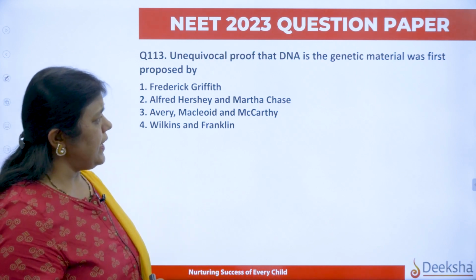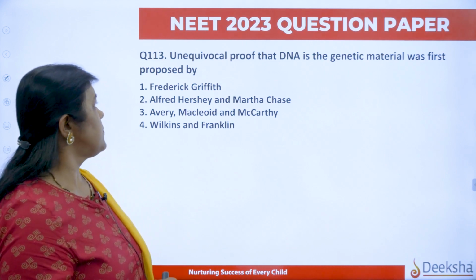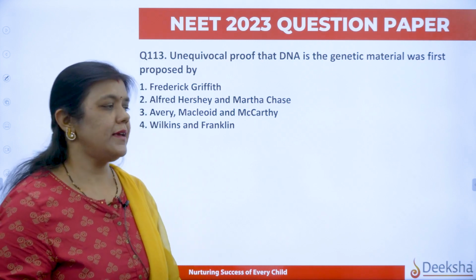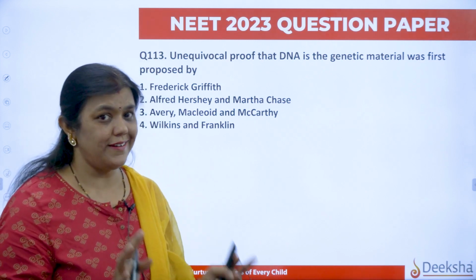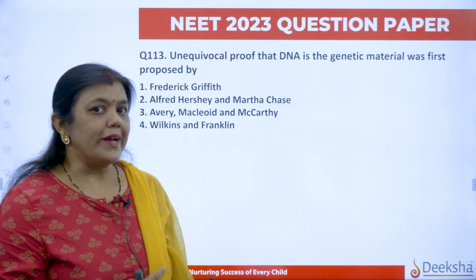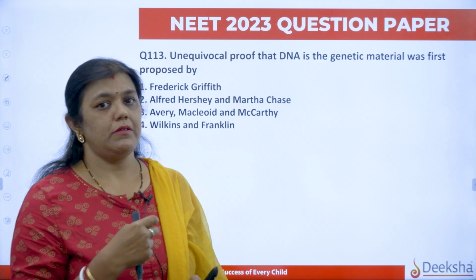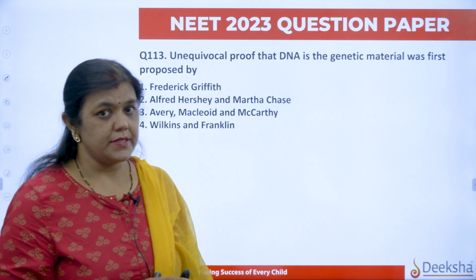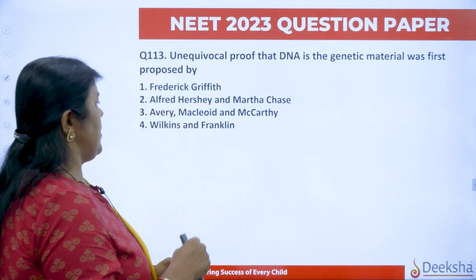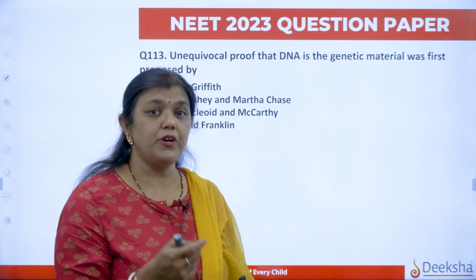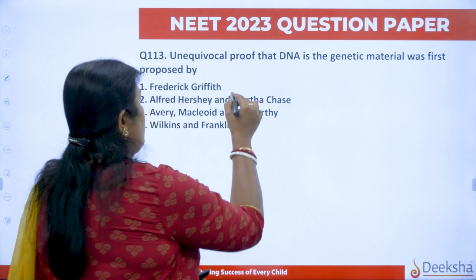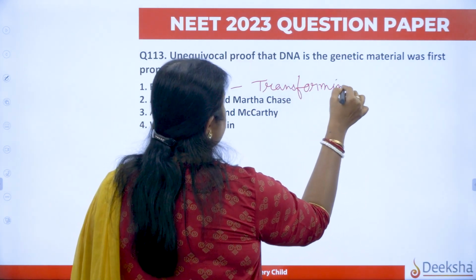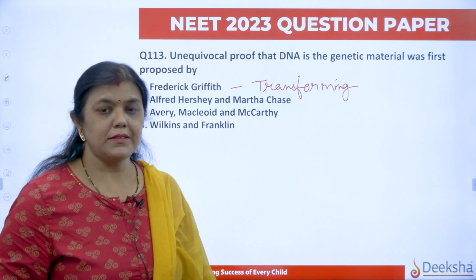Unequivocal proof that DNA is a genetic material was first proposed by which scientists? Who proposed that DNA is a genetic material without any doubt? For this, quickly revise and recall the scientists and their experiments explained in the chapter Molecular Basis of Inheritance. Frederick Griffith's experiment is for the transforming principle. So Griffith worked on the transforming principle.